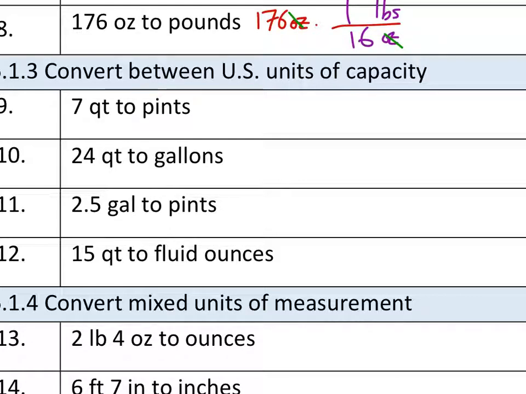So really what happens, and I didn't really show it on these other ones, but we just have some fraction multiplication right here. So that's 176 really divided by 1 times 16, which is 16. So on my calculator, 176 divided by 16, and I get 11. 11 pounds.